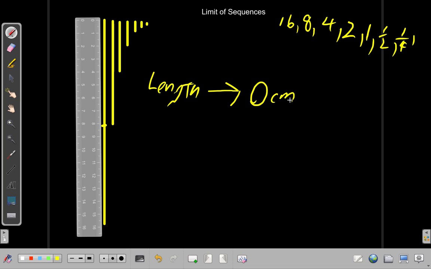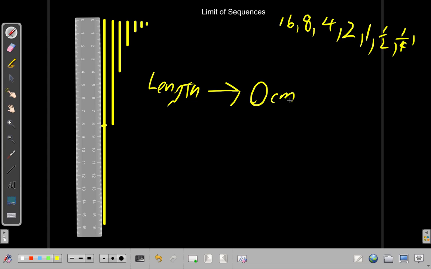And no matter how many times you ask, are we there yet? It will never reach 0. Even if you cut it down to 1 atom, an atom is not 0 centimeters. And if you take out one of the electrons, protons or neutrons and keep cutting it in half, no matter how you cut, you will never reach 0 centimeters. So in this case, it is tending towards 0, but will not actually touch 0.